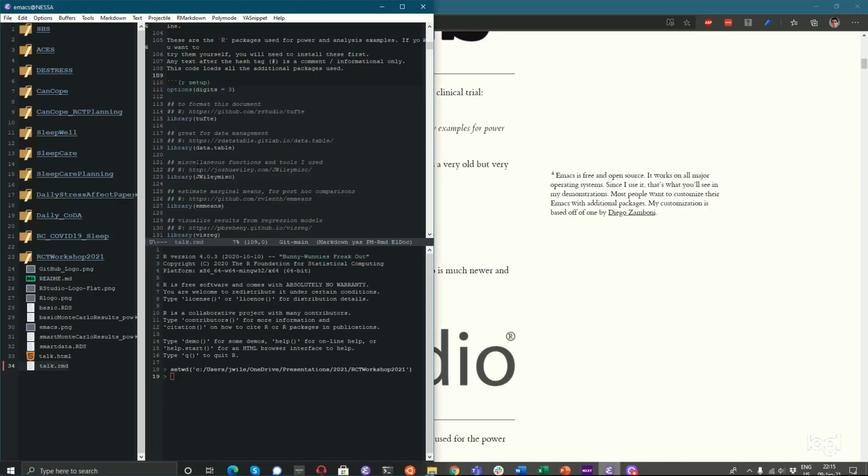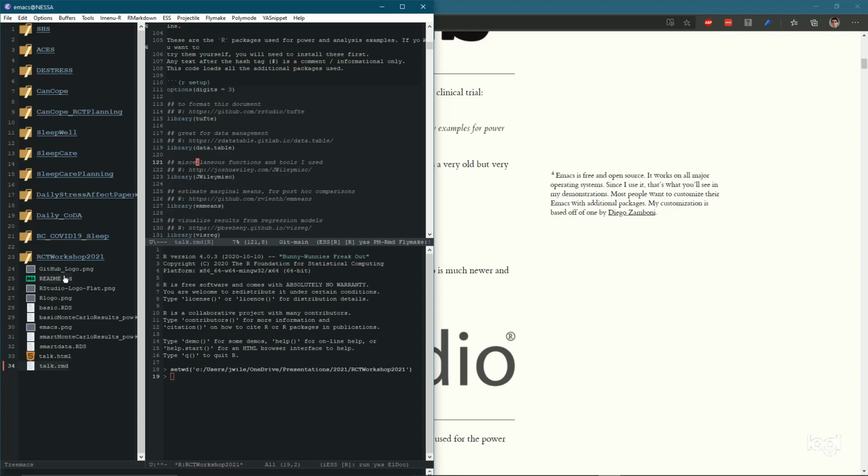What I showed you earlier, this is Emacs. There's a list of all the projects that I've been currently working on. I can pop into, there's the code, and there's my R console where I actually run the code and would look at output.